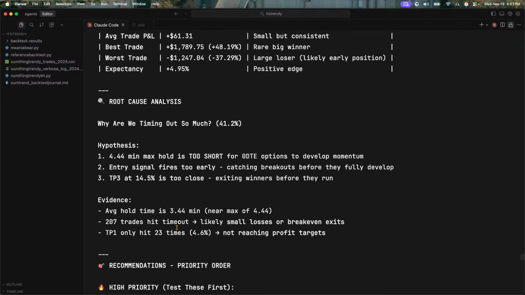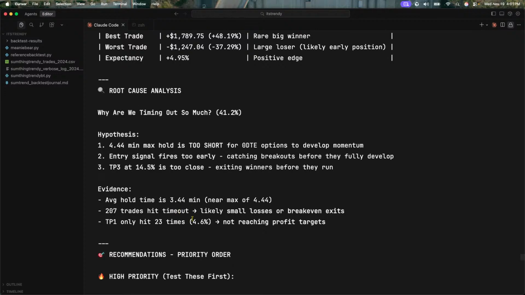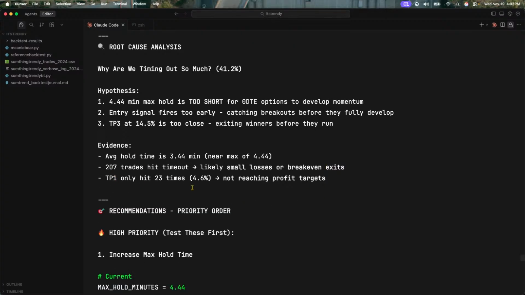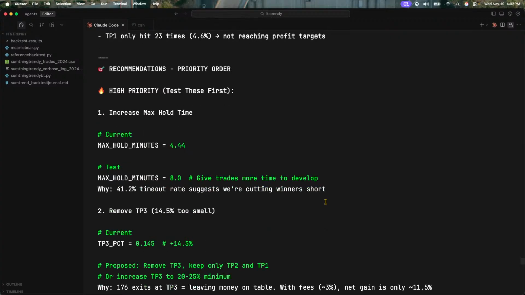Now, why are we still getting high timeouts? Hypothesis: 4.44 is too short for 0 DTE to develop momentum. The entry signal fires too early, catching breakouts before they fully develop. The TP3 is too close, exiting winners before they run. The average hold time is 3.44, near the max. 270 trades hit it. The timeout is likely a small loss or break-even exit. TP1 hits 23 times, but not reaching profit targets. And give trades more time to develop.